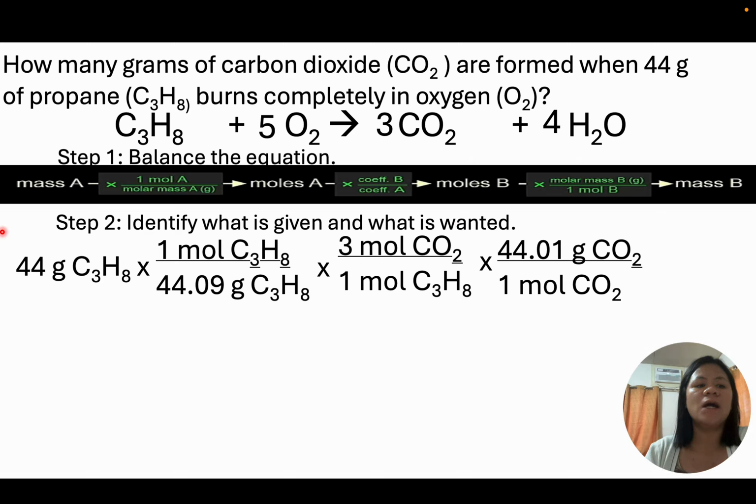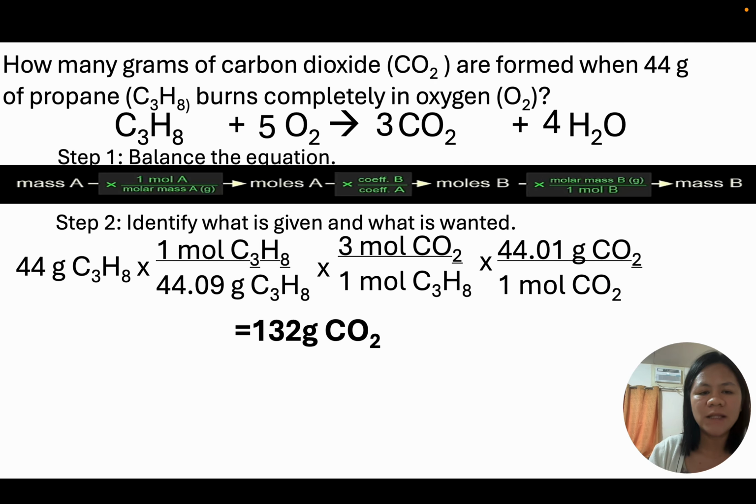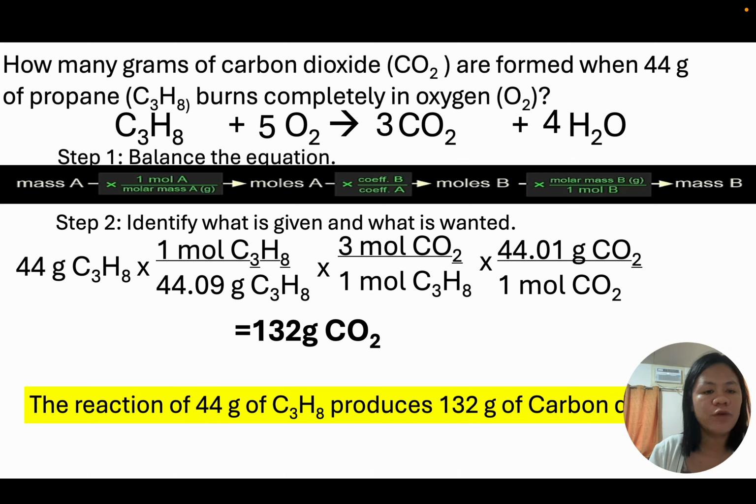So if we multiply all of this and divide, 44 times 1 times 3 times 44, divided by 44, and of course the 1, we'll get 1.32 something, or 132 grams of carbon dioxide. So the reaction of 44 grams of propane produces 132 grams of carbon dioxide.